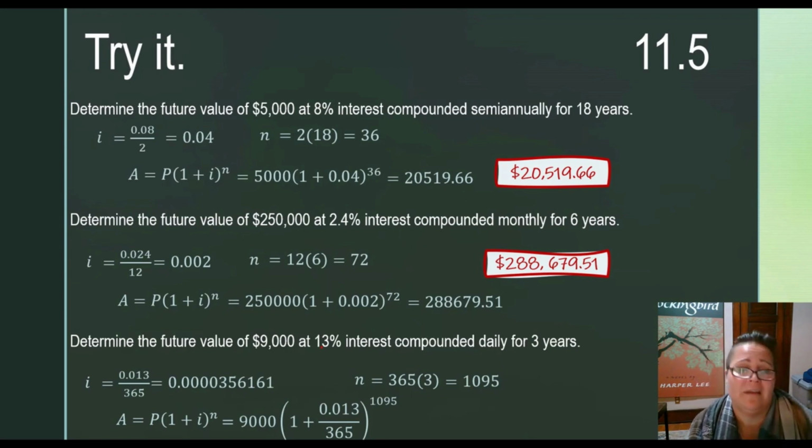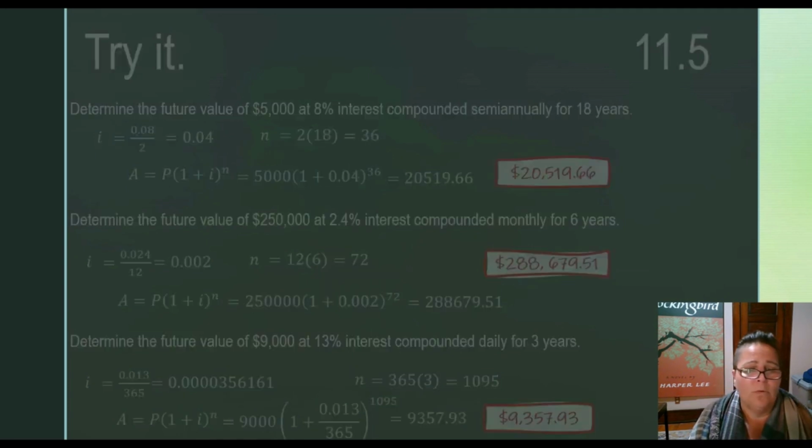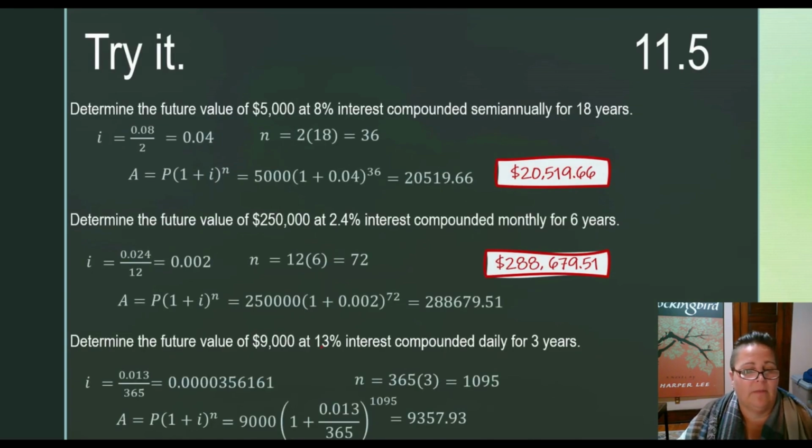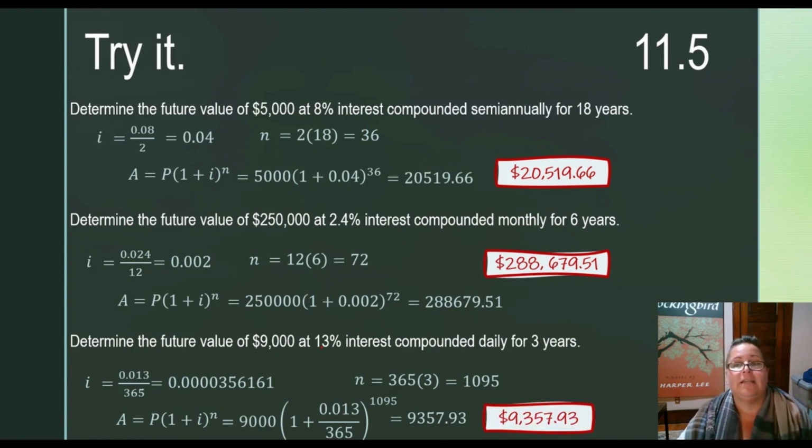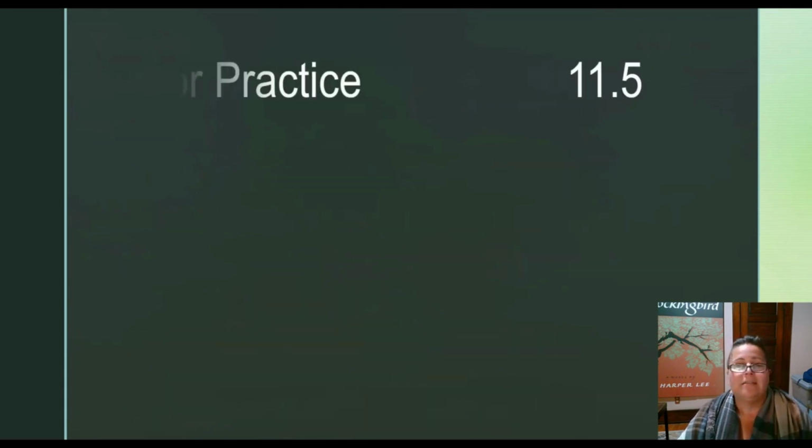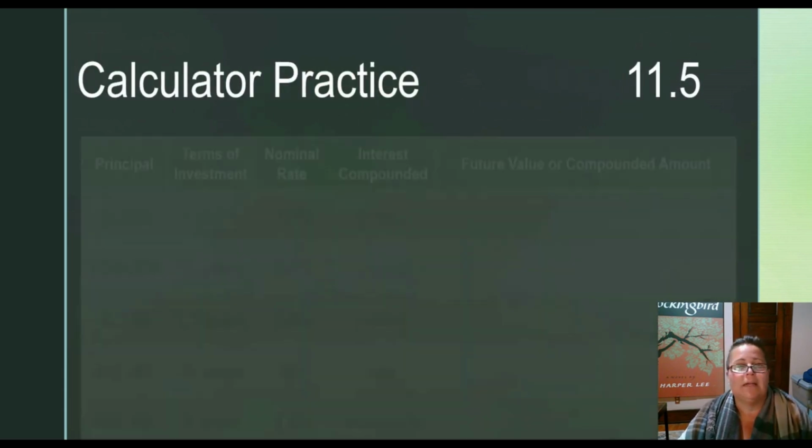And if you've taken an Algebra 2 course and maybe a geometry or pre-calc, you're probably pretty savvy about how to get that done on your calculator. We're going to take that to the 1,095th power. Ooh, go back. I slapped my keyboard. There we go. And we're going to get $9,357.93.